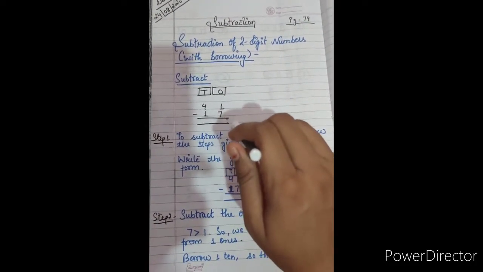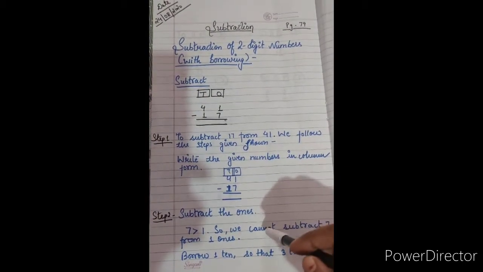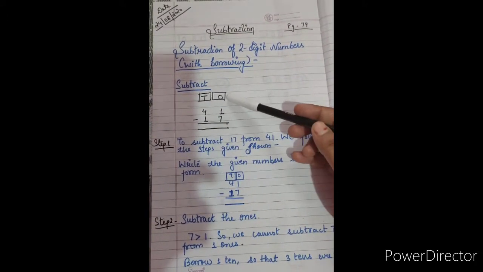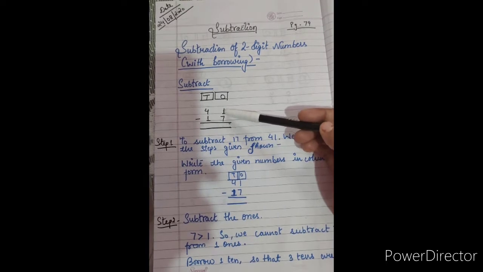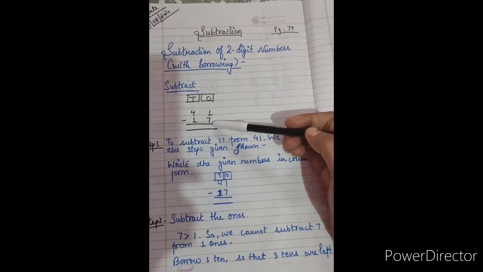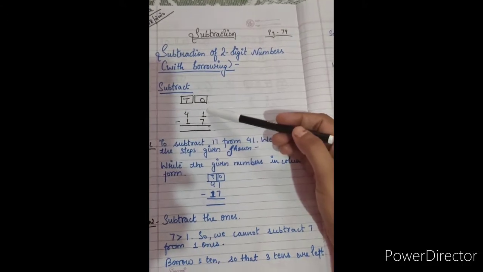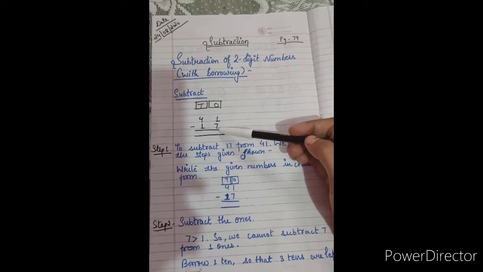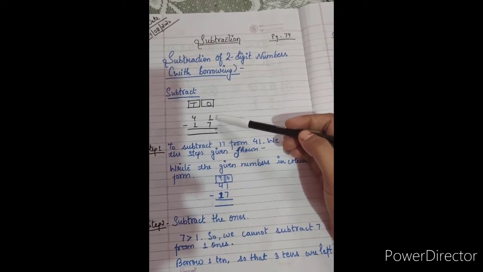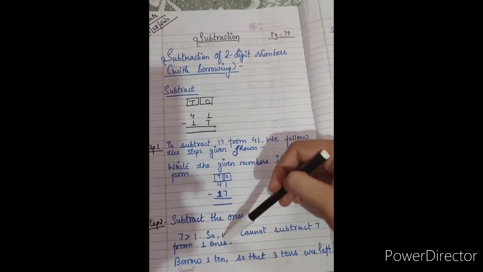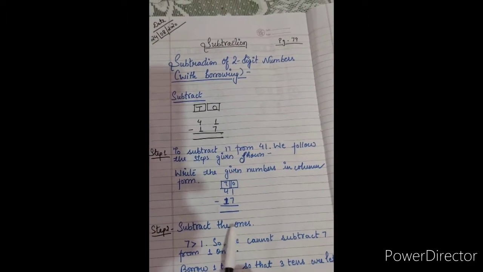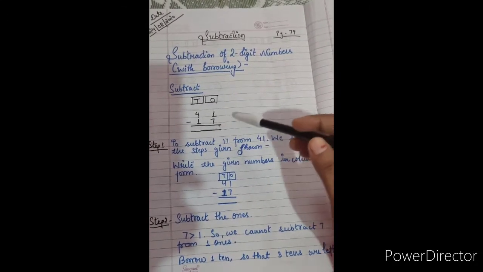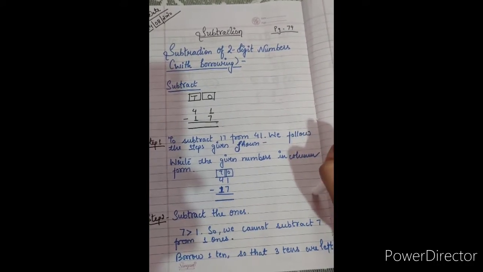So now we will start from step 2. What is step 2? Subtract the ones. See the ones, 1 and 7. It means we want to subtract 7 from 1. Is it possible? No, right? 7 is greater than 1, so we cannot subtract 7 from 1s.